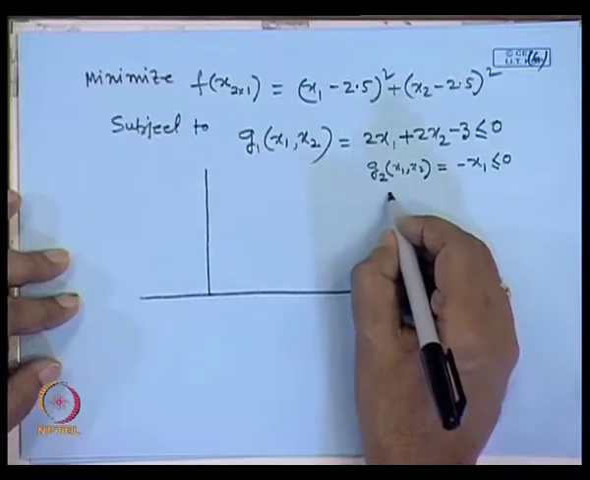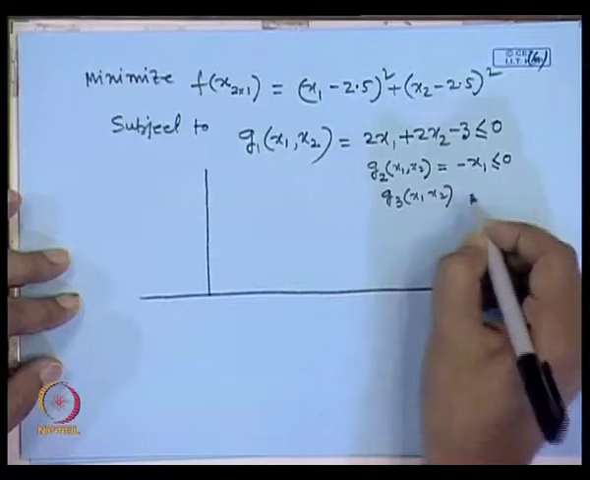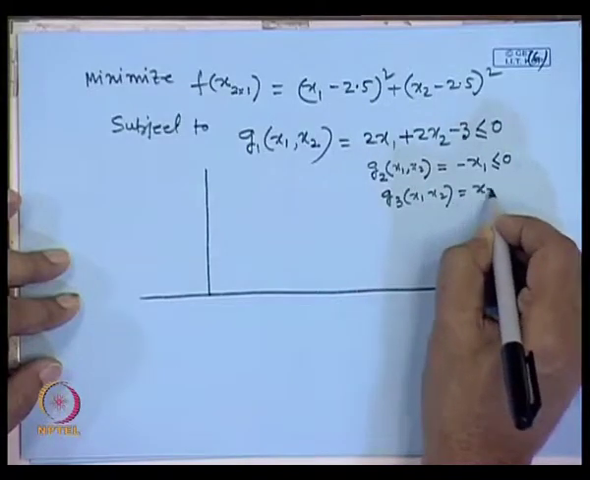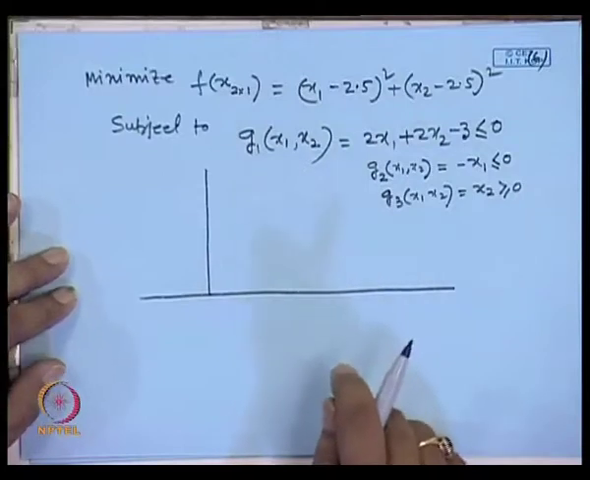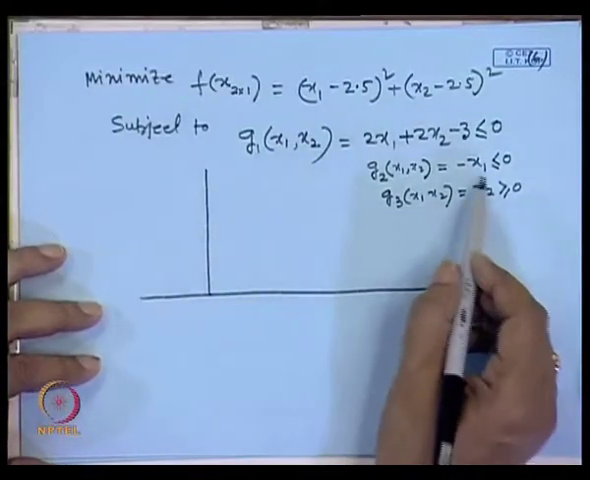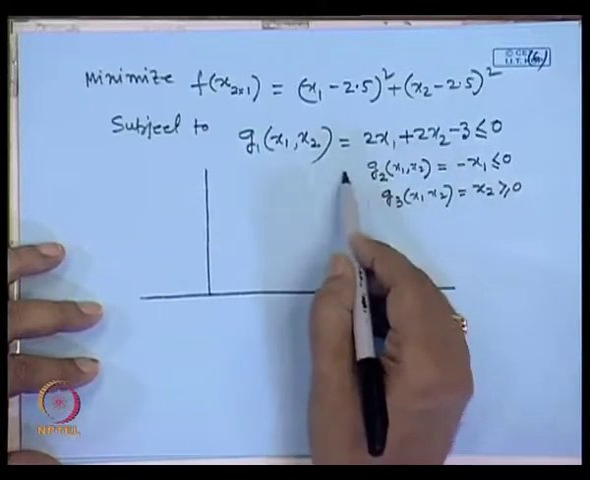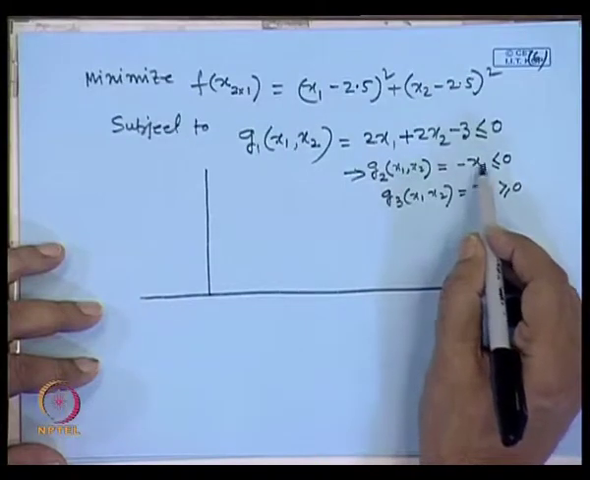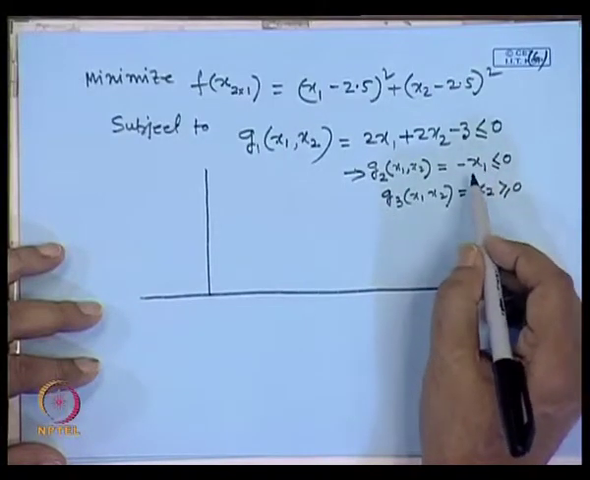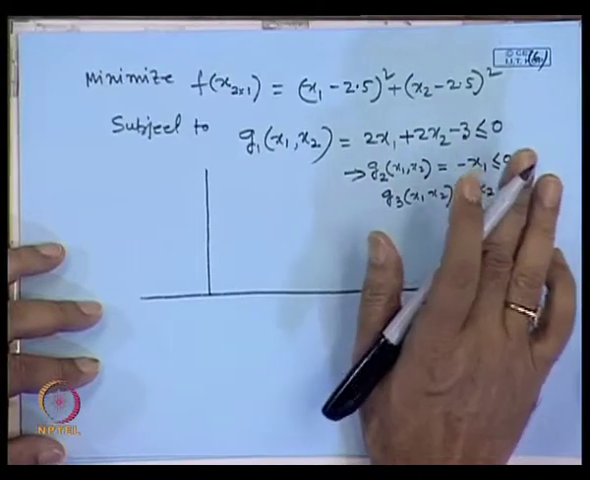Another is g 3, x 1 x 2 is equal to x 2 greater than equal to 0. You can see this one. So, what is this one? Let us see this point, g 2 inequality constraint, minus x 1 is less than equal to 0. That means it indicates the x 1 value is always positive.